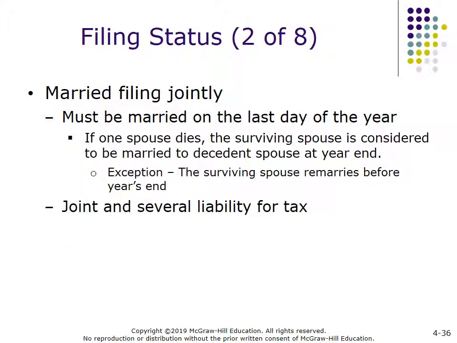Married filing jointly, your marriage status is determined on the last day of the year. Are you legally married on the last day of the year? If the answer is yes, you've been married the entire year. If one spouse dies, the surviving spouse is still considered to be married for the entire year, unless they remarry before the end of that year.